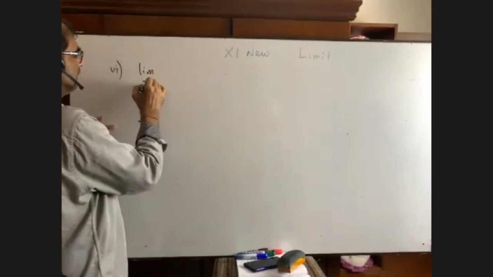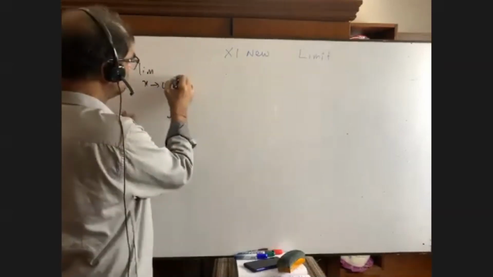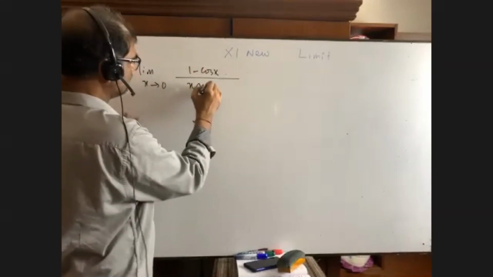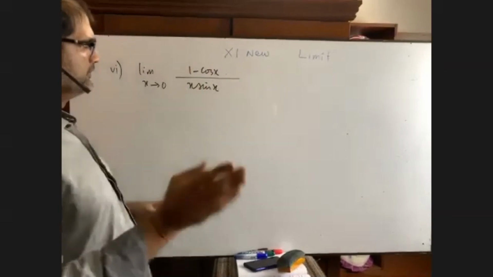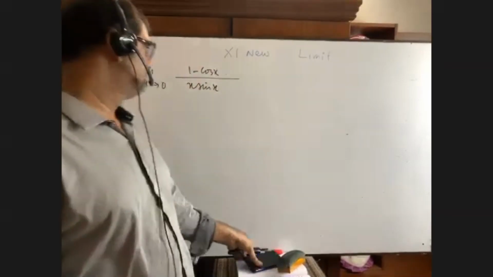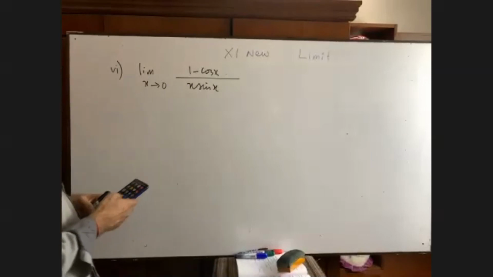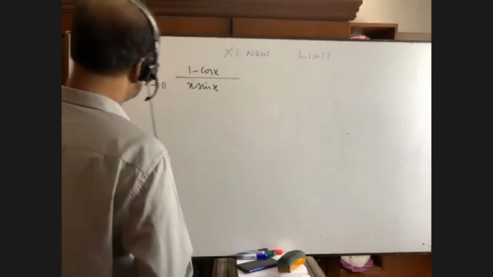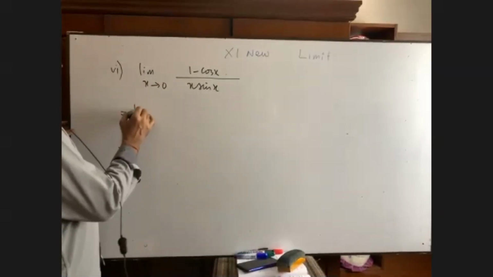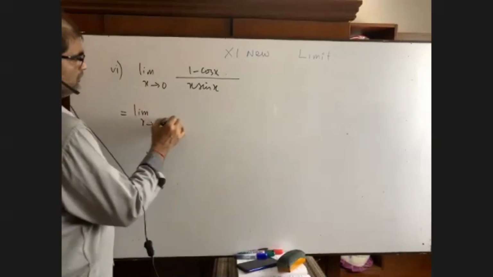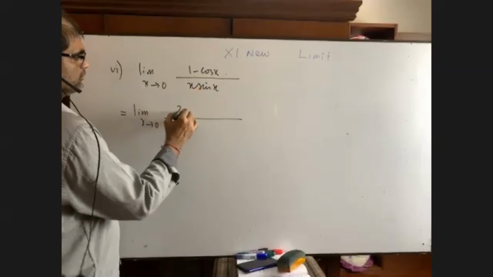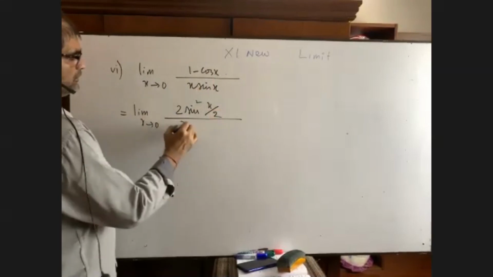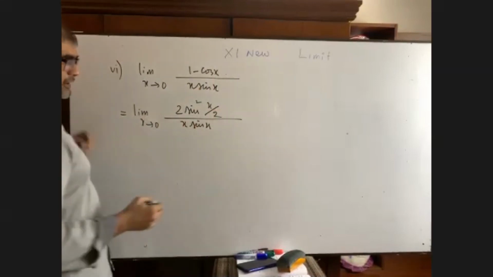Limit x tends to be 0, 1 minus cosine x by x sine x. Now you do it by yourself. Very easy and simple. Can you do it? What is to be done at first? Just let me know. Limit x tends to be 0. What is 1 minus cos x? 2 sine square x by 2, by x sine x.